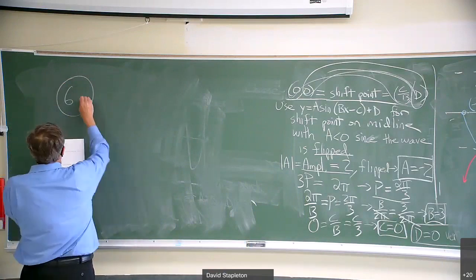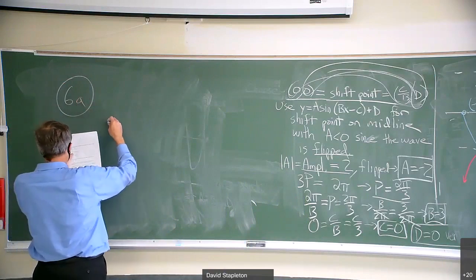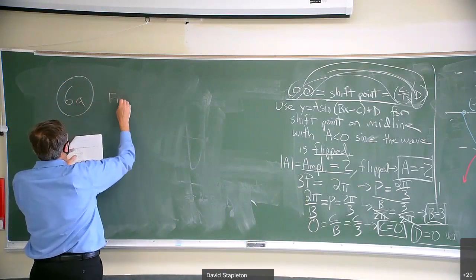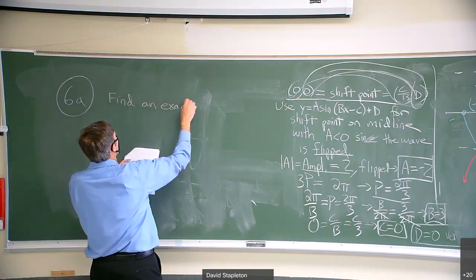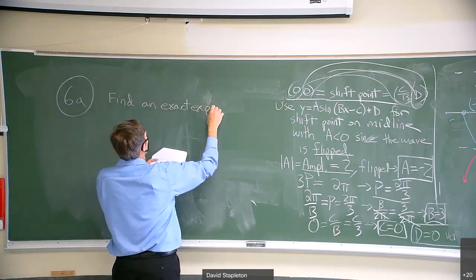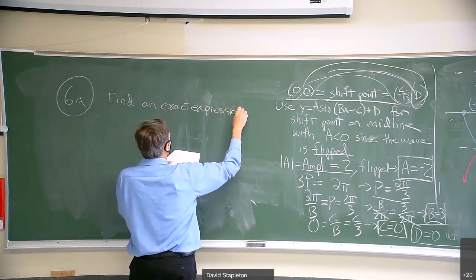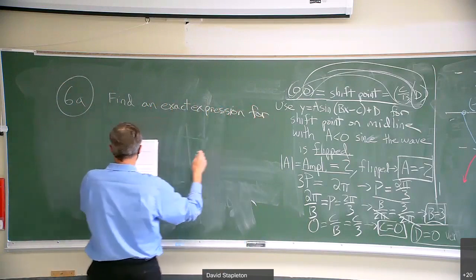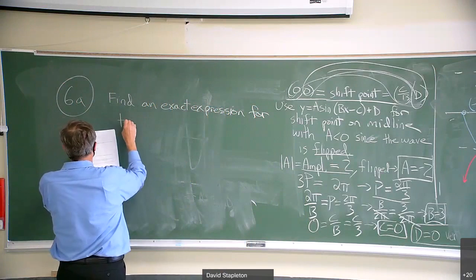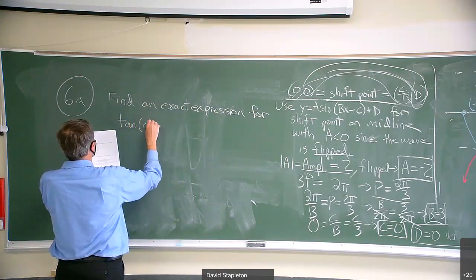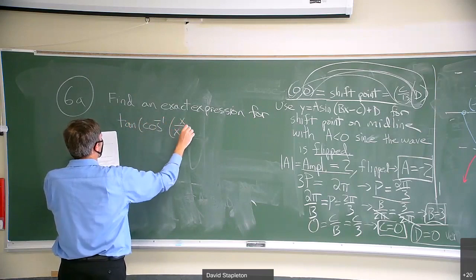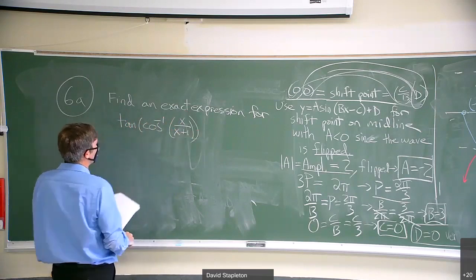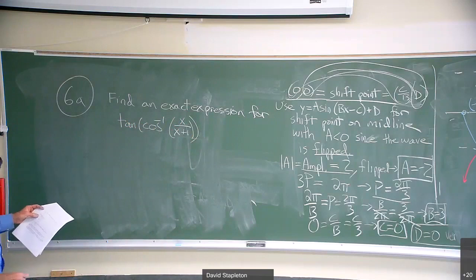Let's do 6a. Find an exact expression for the tangent of the arc cosine of x over x plus 1. I might have done this exact one before. We did one kind of like this.